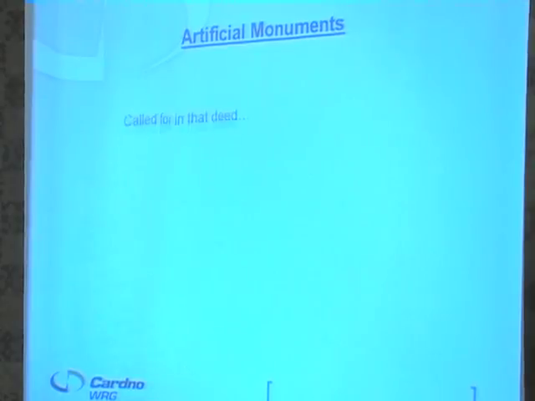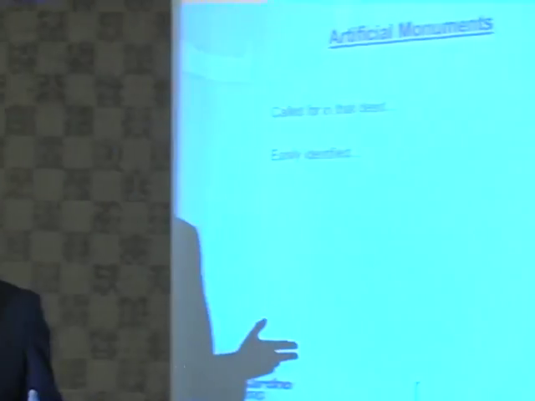Artificial monuments need to be called for in the deed. They need to be easily identified, not necessarily by a tag. Let's say you've got a description that was written by a civil engineer in 1928 of a parcel of ground that he did the survey for. What tag is he going to put in there? None. They weren't registered until 1938, because of the Mulholland Dam fiasco.